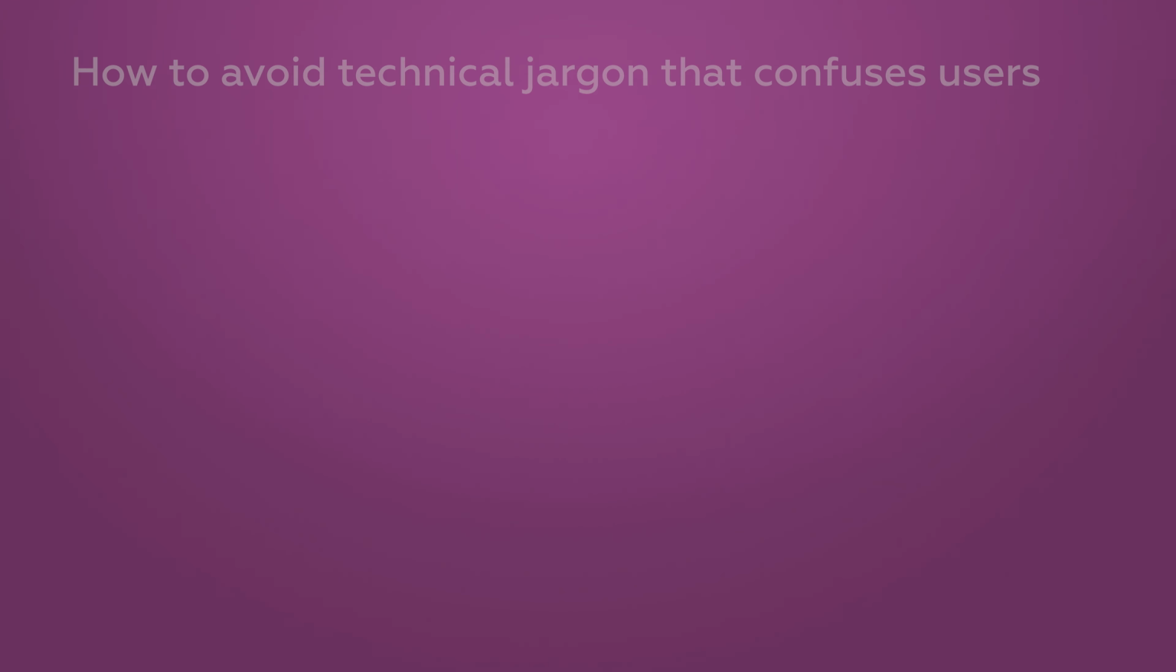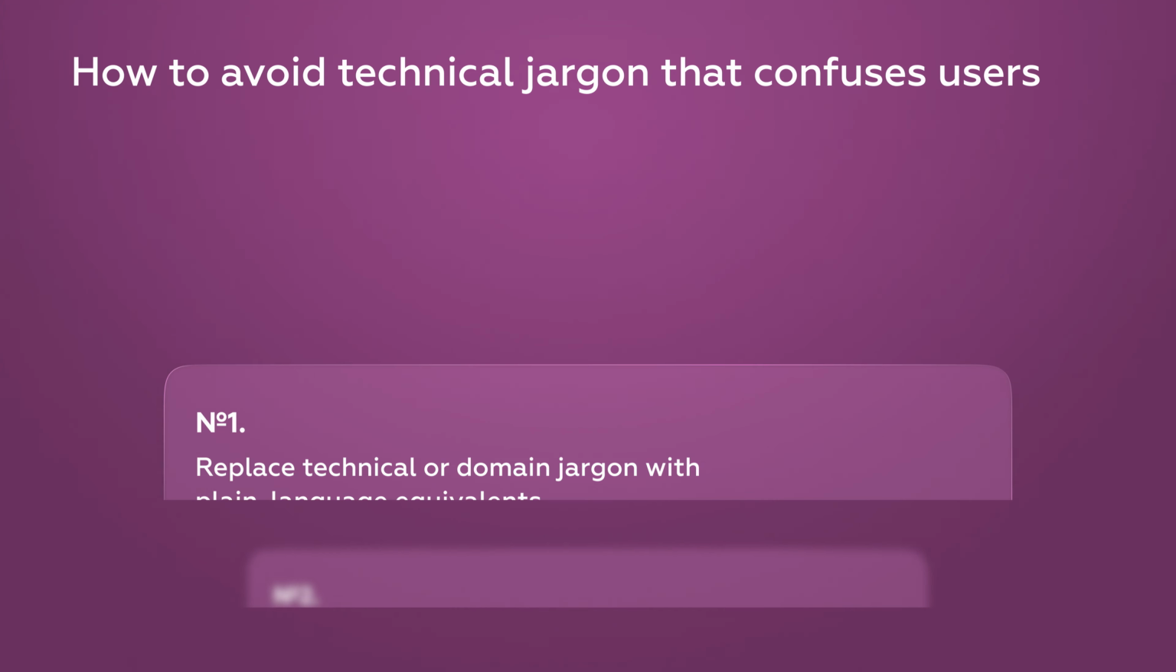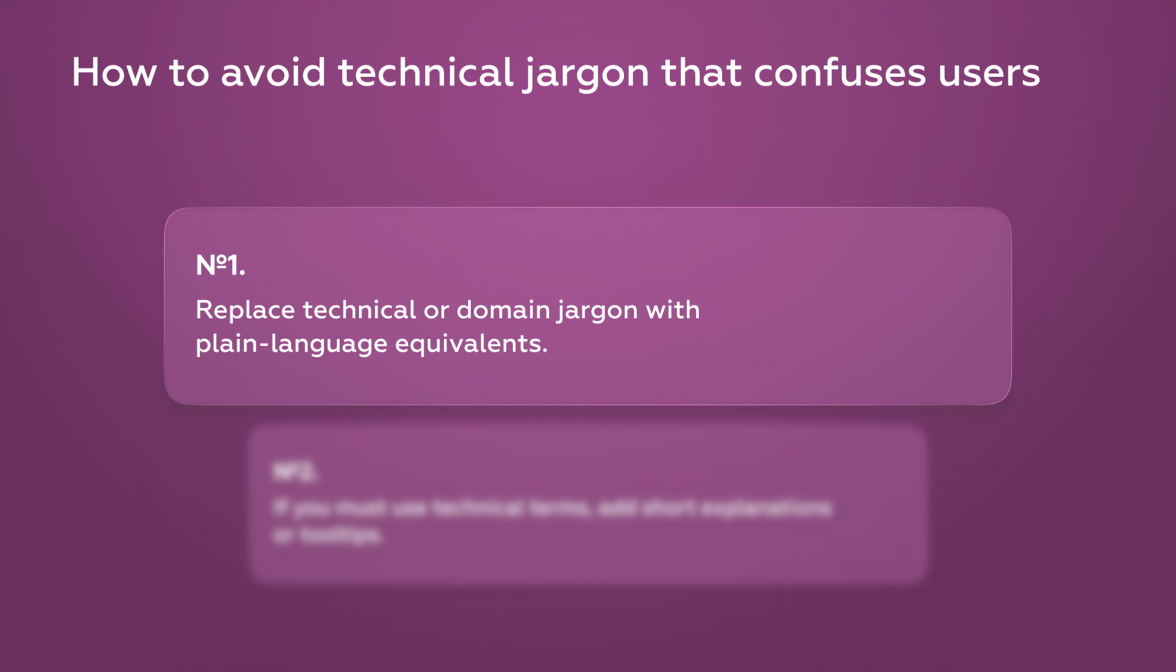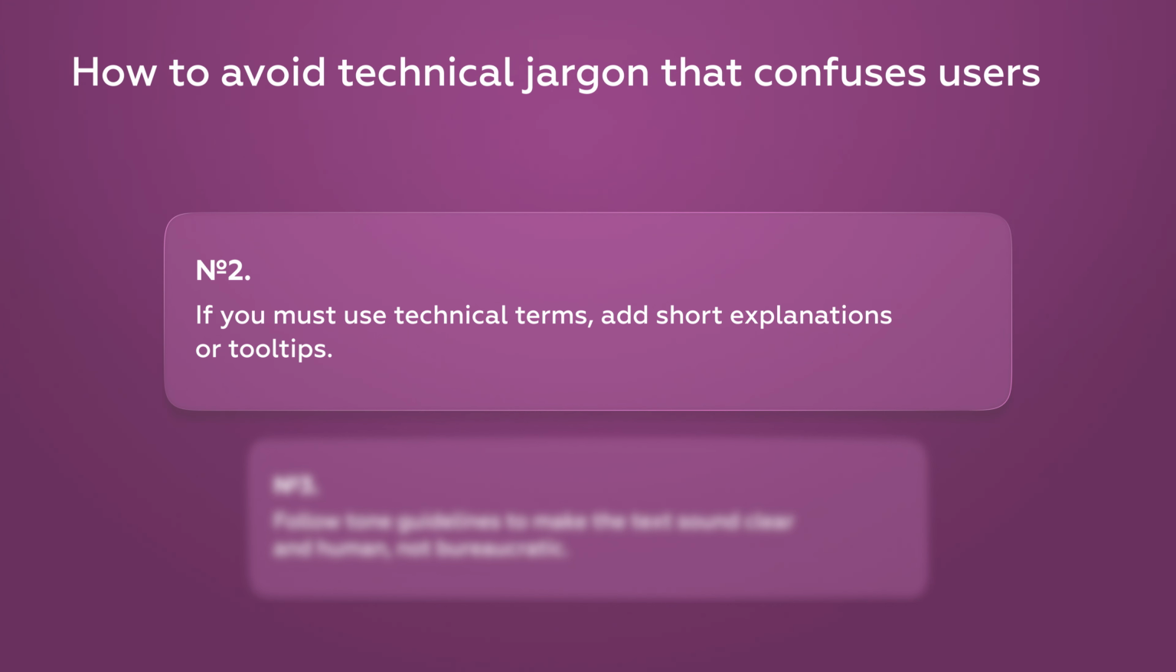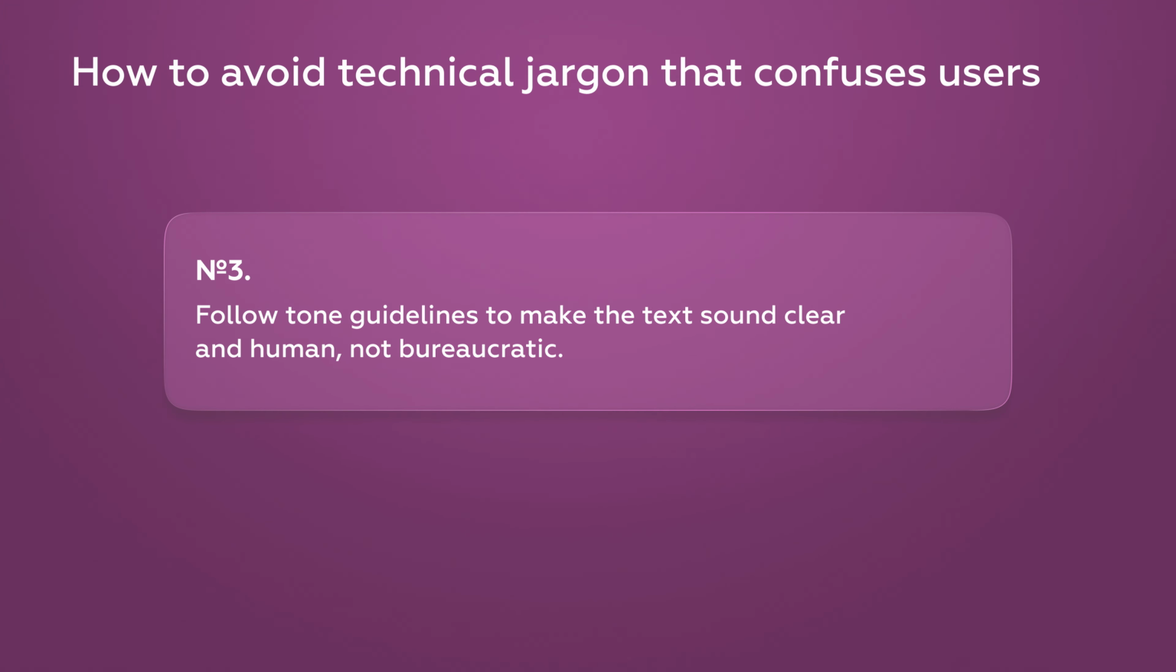Now, let's talk about how digital services can help users by communicating in more accessible language. First, replace technical or domain jargon with plain language equivalents. Secondly, if you must use technical terms, add short explanations or tooltips. Finally, follow tone guidelines to make the text sound clear and human, not bureaucratic.